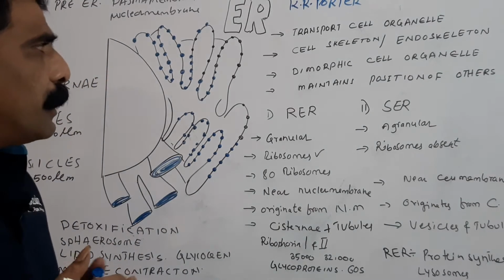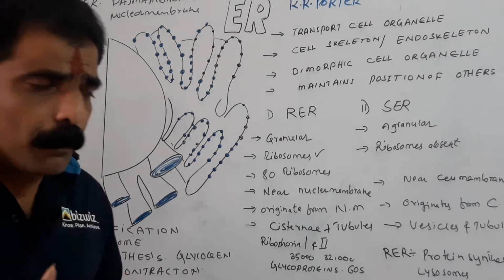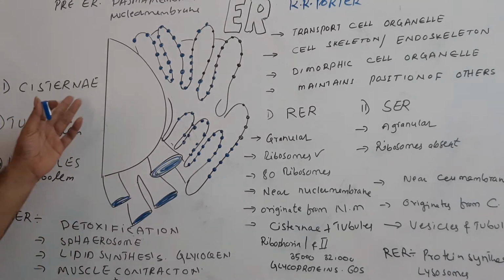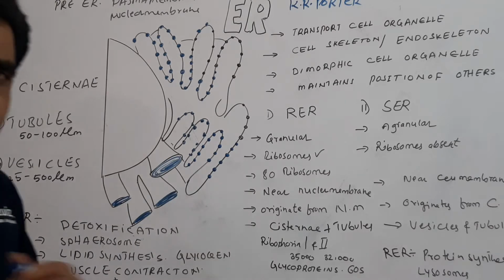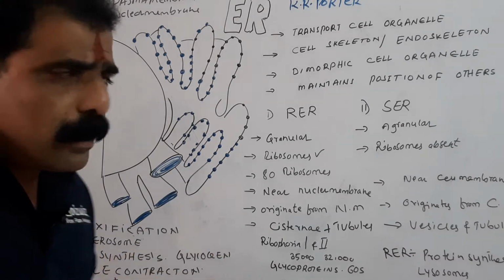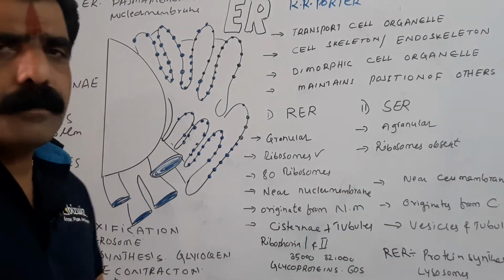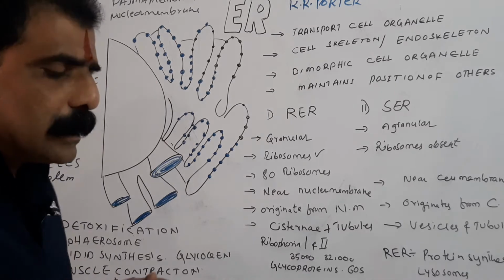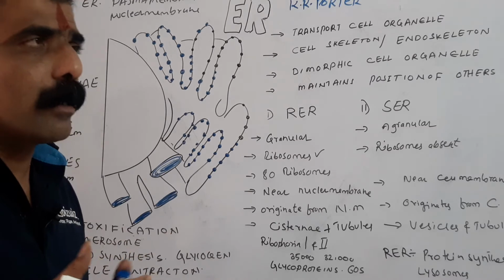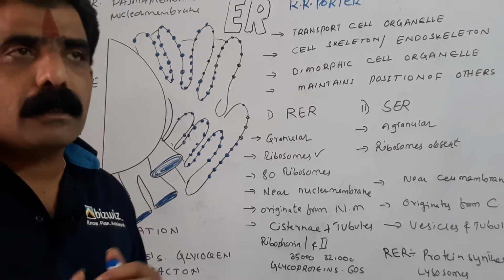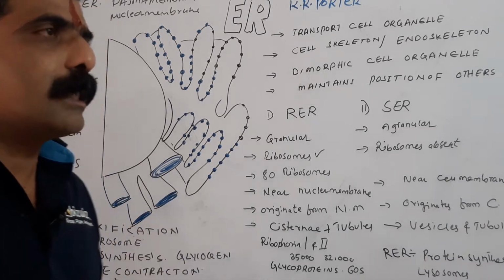Endoplasmic reticulum consists of various components like cisternae, tubules or vesicles. All of these make up a network in the cell. It spreads all over the cell and forms a network. Hence, it is called endoplasmic reticulum. Reticulum stands for net.